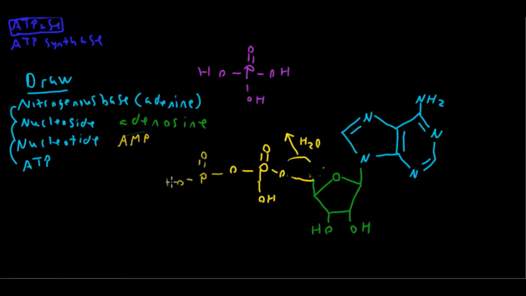So that means we're going to have this structure right here. And this is going to be ADP, adenosine diphosphate. And so we want to do the exact same thing we just did. We want to do another dehydration synthesis reaction to attach another phosphate group onto this. So let's just go ahead and do that. And now we have ATP.